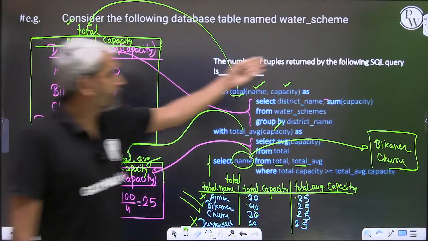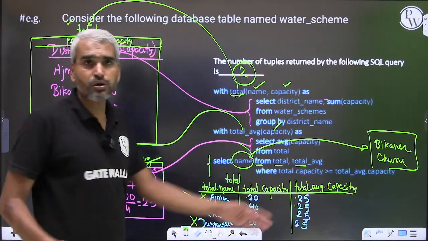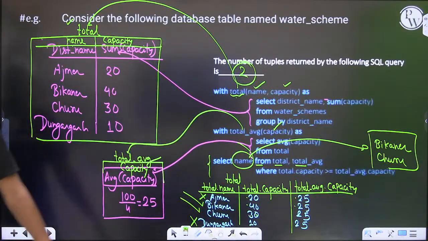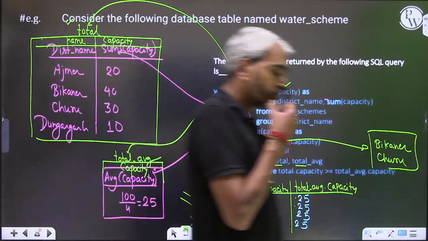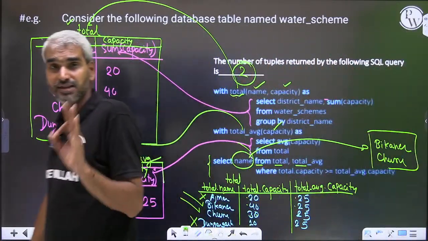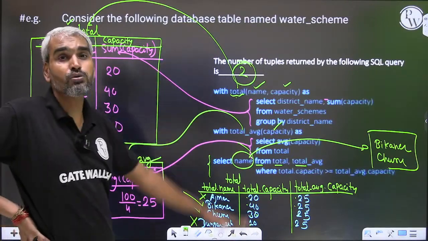So the number of tuples returned by the following SQL query will be what? Sir, 2. There will be two tuples. One will be with respect to Bikaner, another will be with respect to Churu. Make sense? So things are not difficult. It's just that you have to understand in what order things will execute.